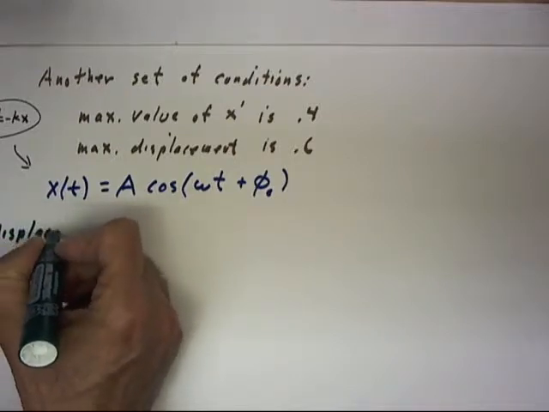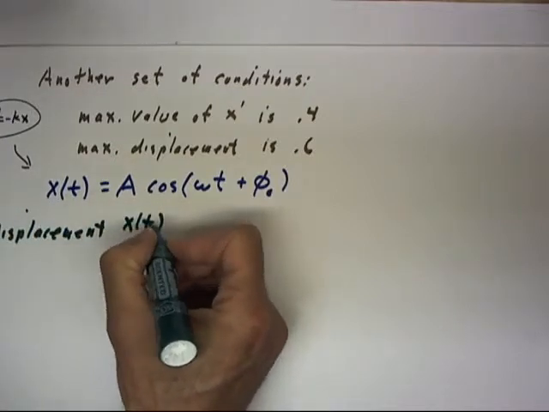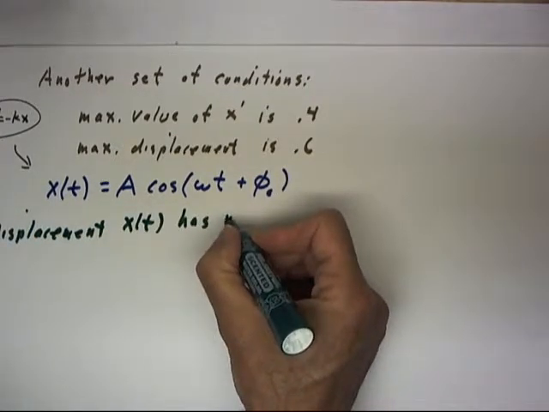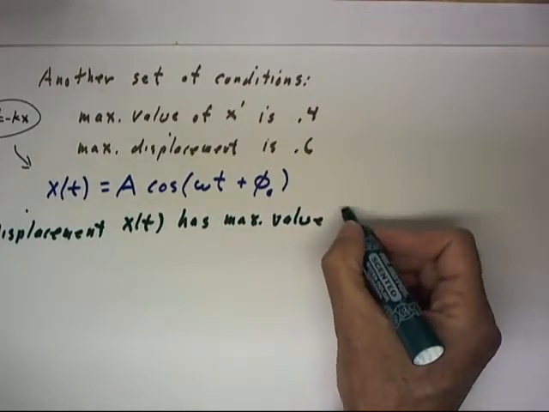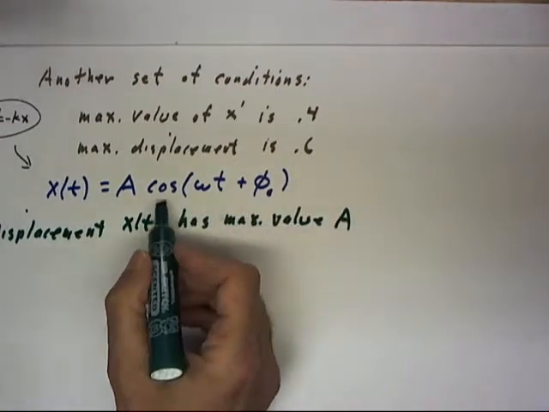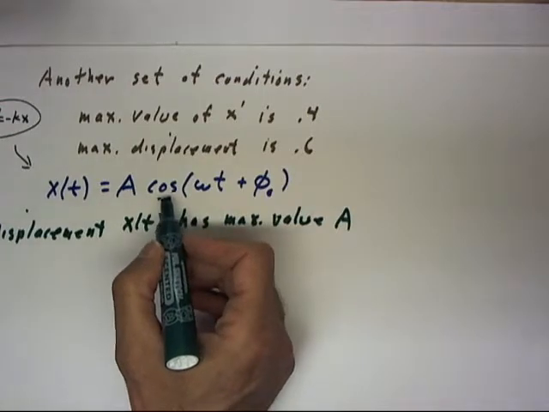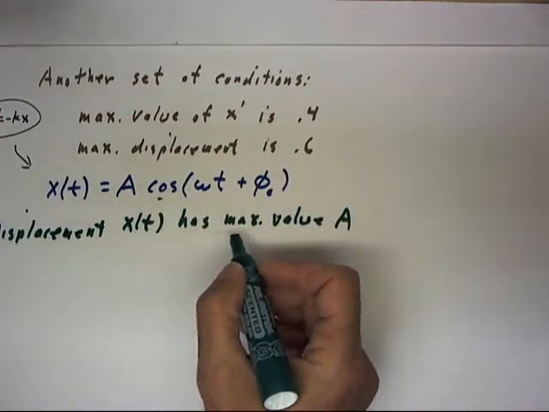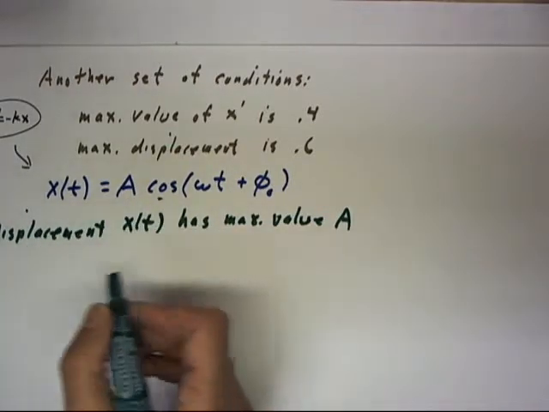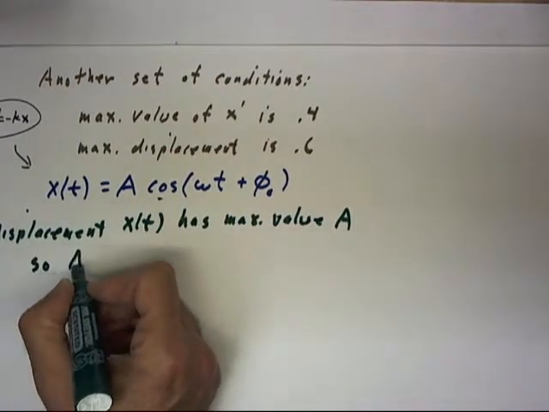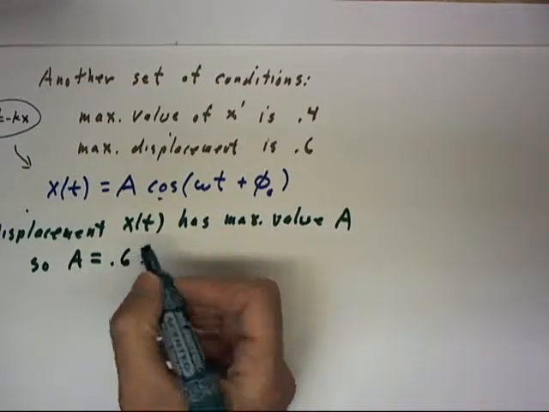so the displacement x of t has maximum value a, because of course the cosine is a function whose values vary from -1 to 1. Maximum value of the cosine would therefore be 1, so the maximum value of x of t would be a, and from the given conditions we conclude that a is 0.6.